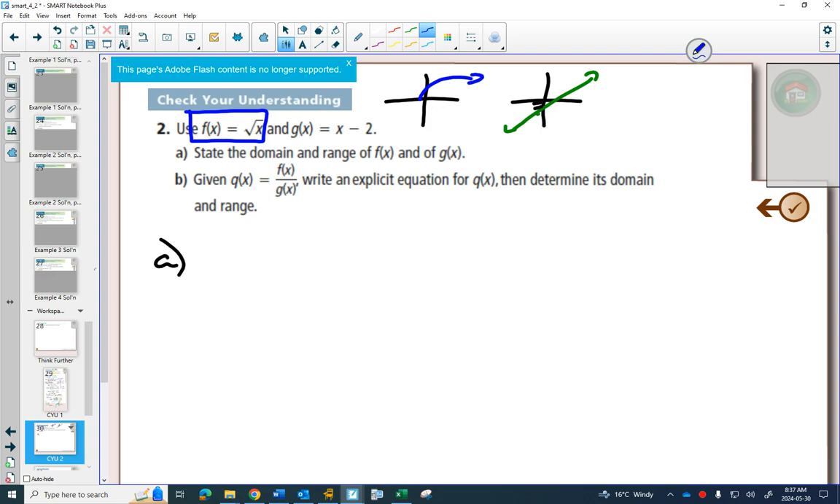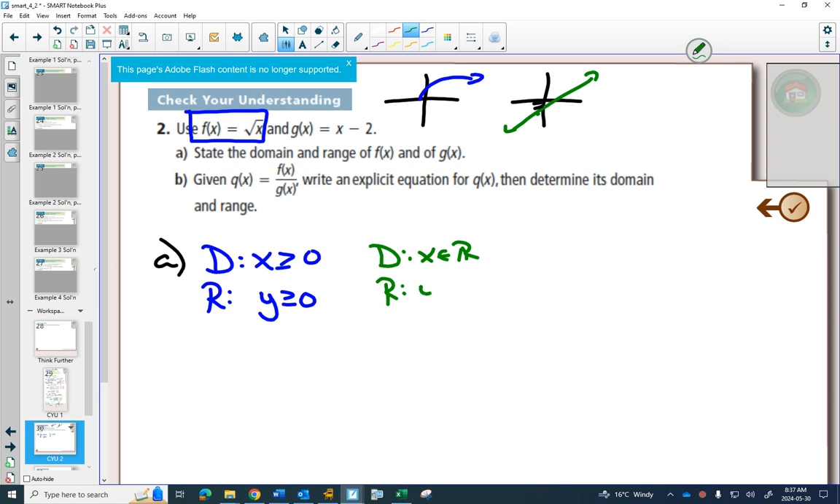So in A, for A, the domain of my blue one is x is greater than or equal to 0, and the range is y is greater than or equal to 0. And for the green one, the domain is everything, and the range is everything. So it's nice to have those little graphs drawn up ahead. There's the green one.